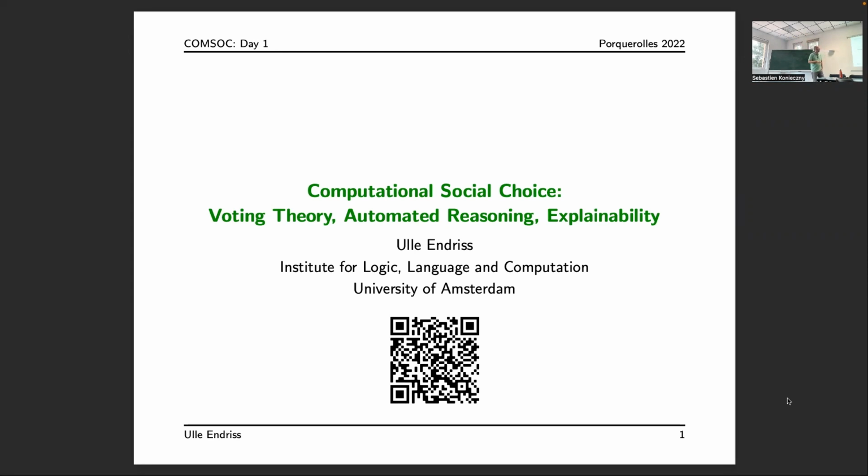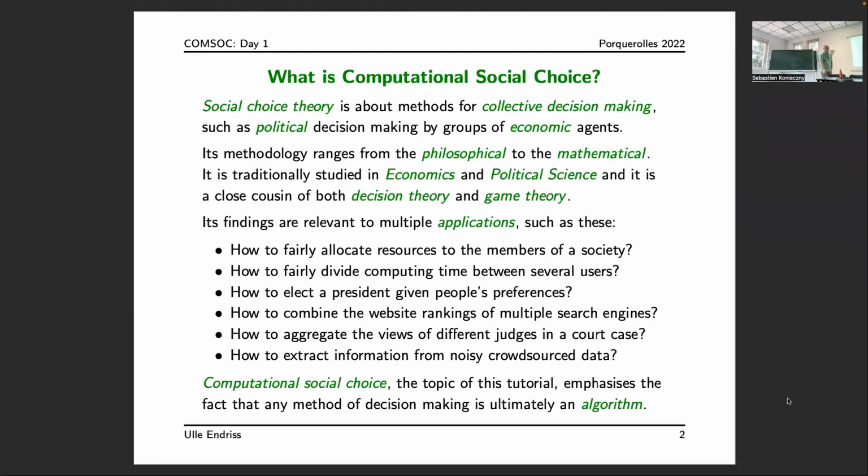So let's first say a little bit what computational social choice is. Are there any people in the room who are maybe starting a PhD on ComSoc and have a rough idea of what this is? So you will not learn very much new stuff today, maybe tomorrow, I hope. This is mostly for the other people. So what is computational social choice?